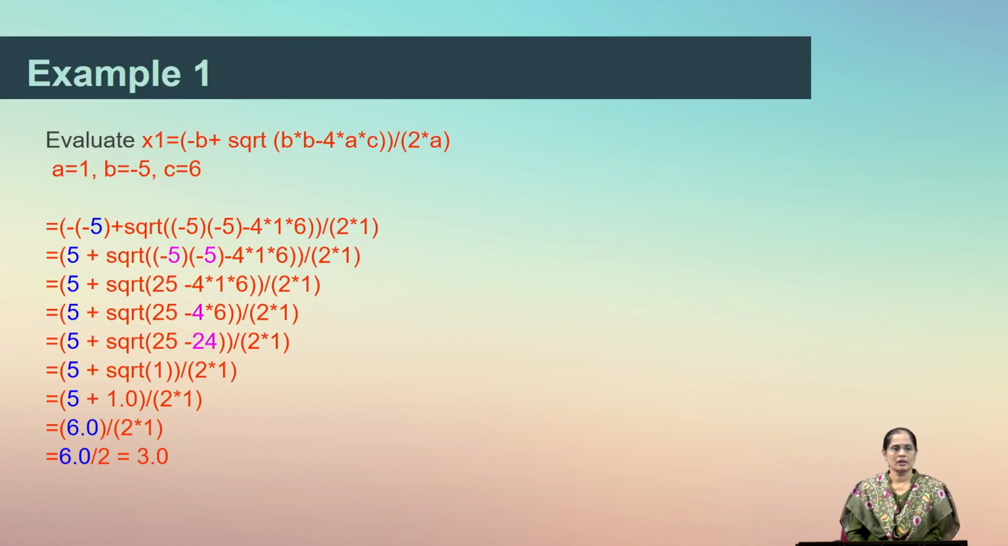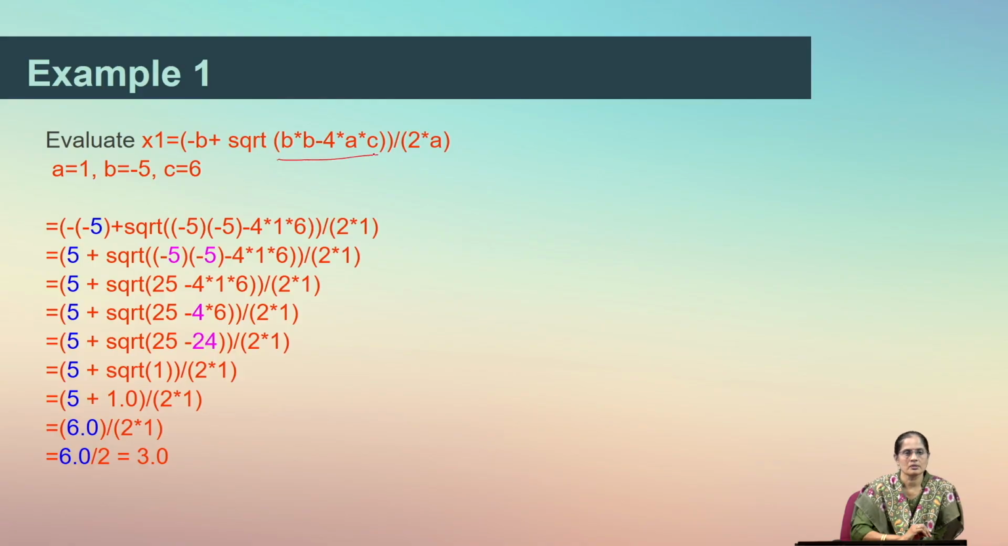We are supposed to evaluate x1 equal to minus b plus square root of b square minus 4ac by 2a. Okay. So, this formula you might have learnt. So, we are given with the values of a to be 1, b to be minus 5 and c to be 6. Then how and which order we are going to follow for evaluating this expression, right.